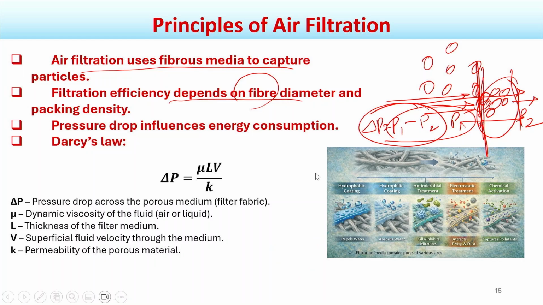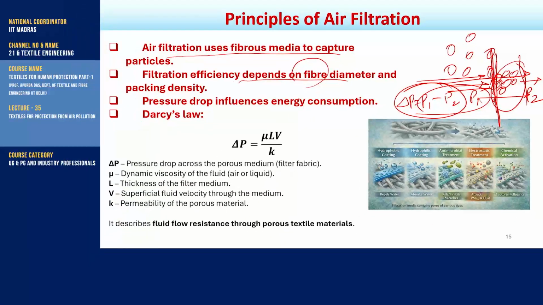So, that we can calculate here. So, it decreases the fluid flow resistance, the air resistance will decrease through a porous textile medium. So, we can create a porous textile medium for reducing the air pressure, which is important.